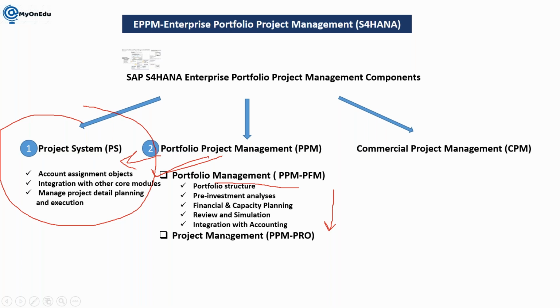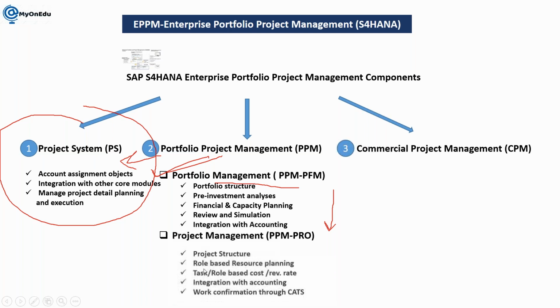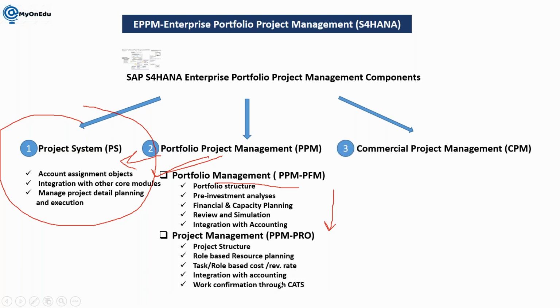This module can be integrated with accounting. When I say integrated with accounting, it can be integrated with Project System or internal order. Next is project management. It has project structure, rule-based revenue planning, resource planning, task, rule-based cost and revenue rate, integration with accounting, and work confirmation through CATS. Basically, we use project management to manage our projects.